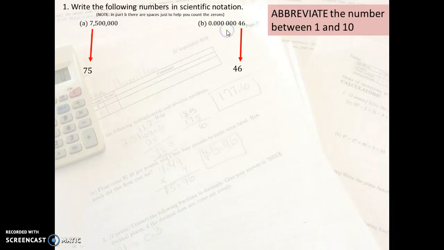But there's a rule we've got to take care of. When we abbreviate, we need to take that number and put it between 1 and 10. How do I change 75? Let's change it to 7.5. 46 comes from my number. I'll put a dot in there, 4.6.